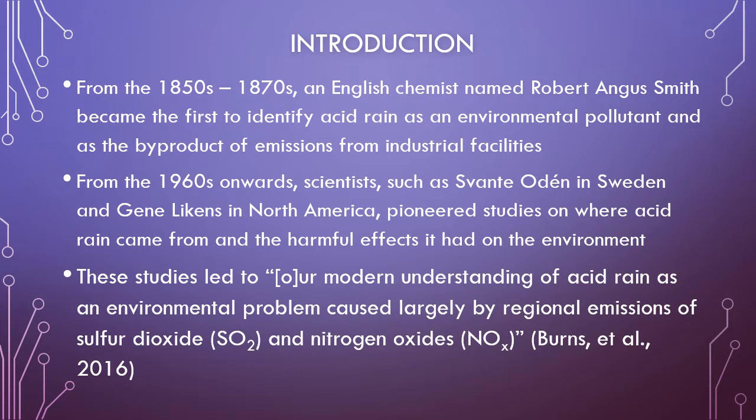From the 1960s onwards, European and North American scientists such as Stefan Odin in Sweden and Gene Likens in North America pioneered studies on where acid rain came from and the harmful effects it had on the environment. These studies led to our modern understanding that acid rain is caused largely by regional emissions of sulfur dioxide and nitrogen oxides. These are the acidic particles that comprise the majority of acid rain.